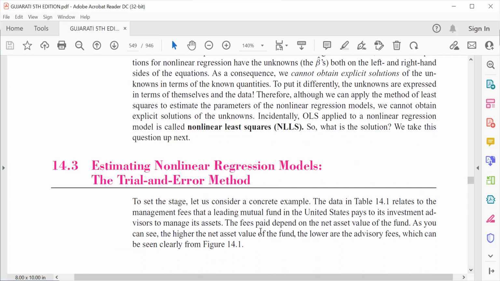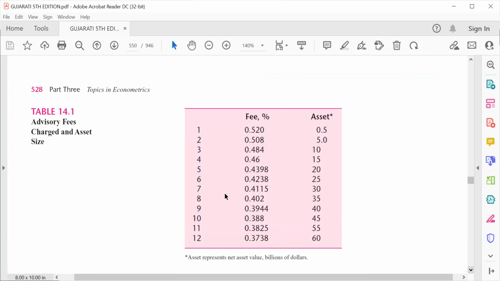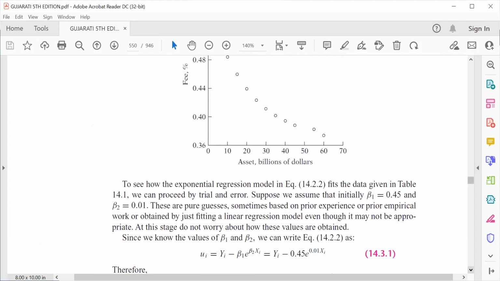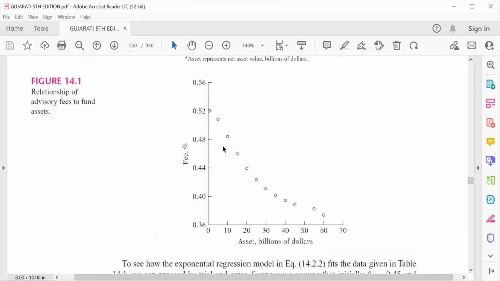To set the stage, consider a concrete example using the data in table 14.1, the management fees that a leading mutual fund in the United States pays to its investment advisors to manage its assets. The fees paid depend on the net asset value of the fund. We can see the data here, fees depend on the asset. To see how the exponential regression model in equation 14.2.2 fits the data given in table 14.1, we can draw the data in this graph. If we look at the graph here, the relationship between fees and asset is nonlinear.